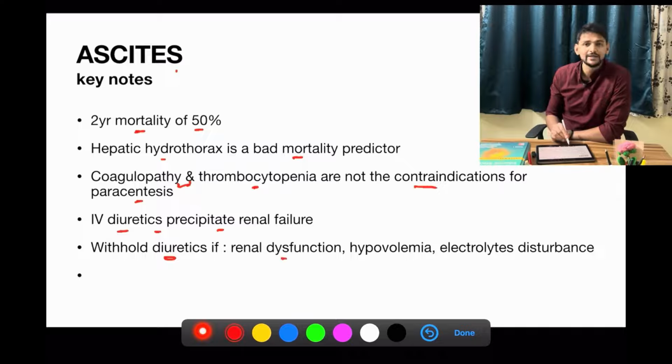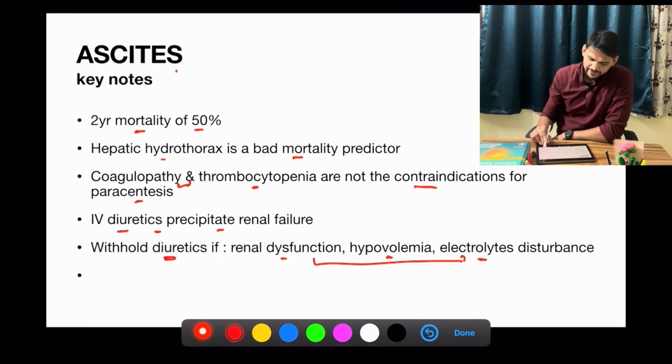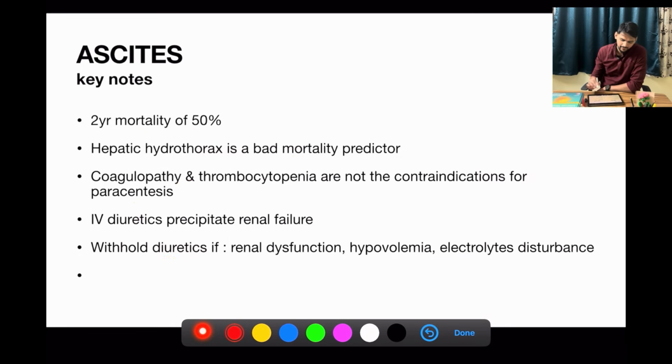If there is development of renal dysfunction, if there is hypovolemia, or if any electrolyte disturbance is noted in the individual, we have to withhold the diuretics and correct these factors. Then only we can restart the medication. So these are some key points which are very helpful practically.